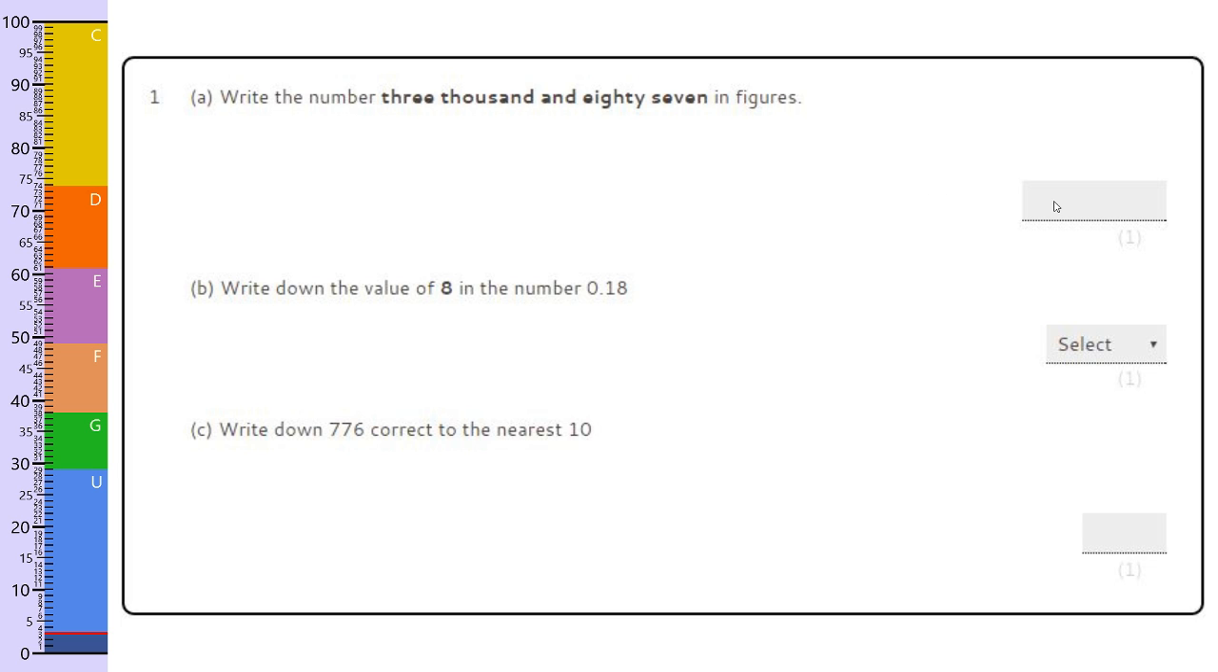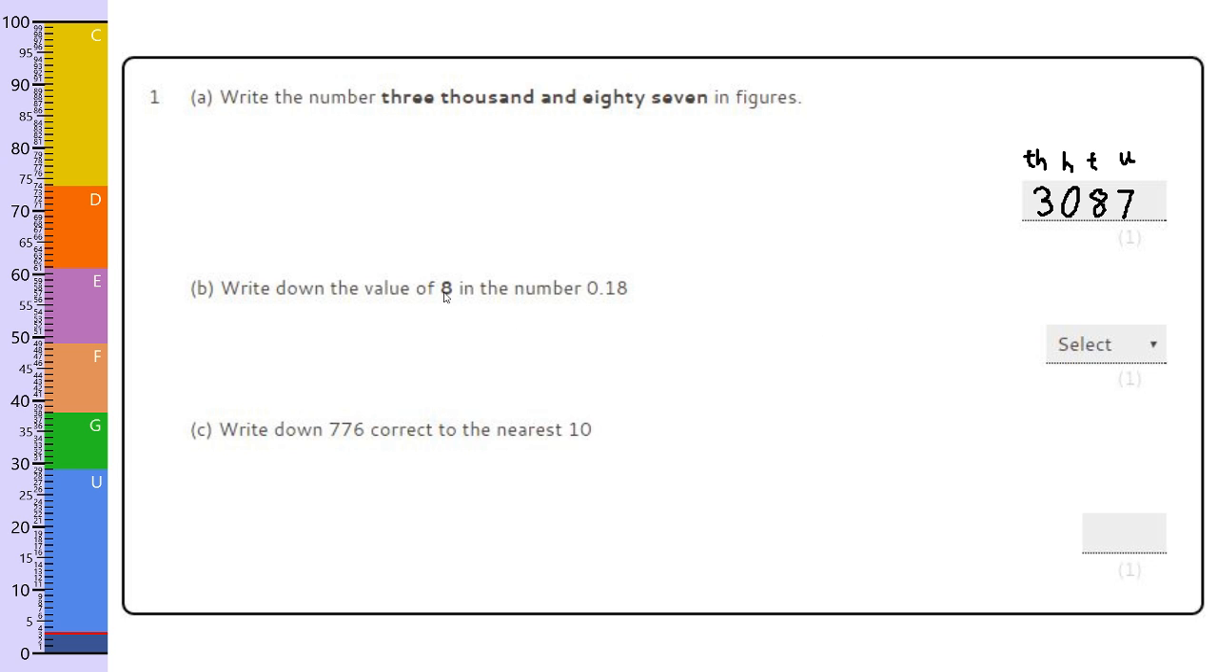3087 in figures. So we want to do 3000 in the thousands column. There's no hundreds, so we can put 0 there. 80 and 7. So if you just remember, this is the units, this is the tens, this is the hundreds, and this is the thousands. Okay, most of you probably won't have a problem with that.